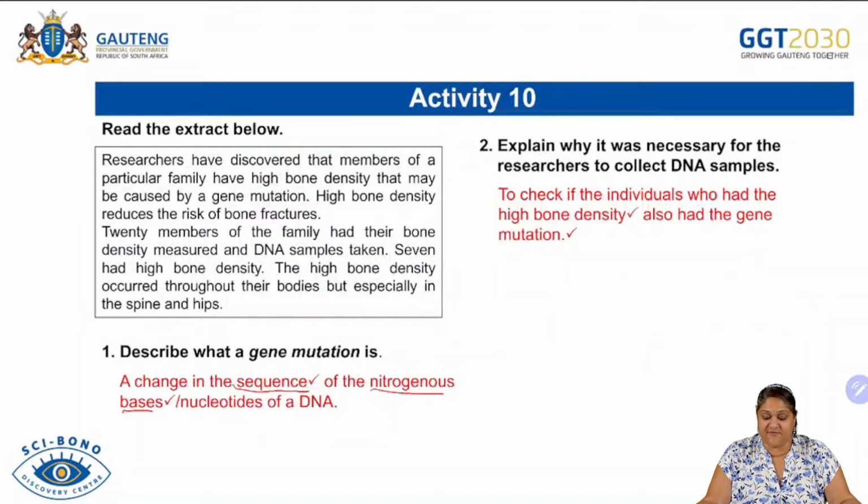So they need to check the individuals who have the high bone density. They need to check that the individuals that had the high bone density have the gene mutation. Okay? It's not just that they have the high bone density. It's the fact that they have the high bone density and have the mutation.